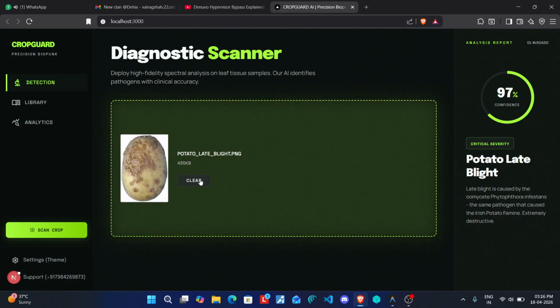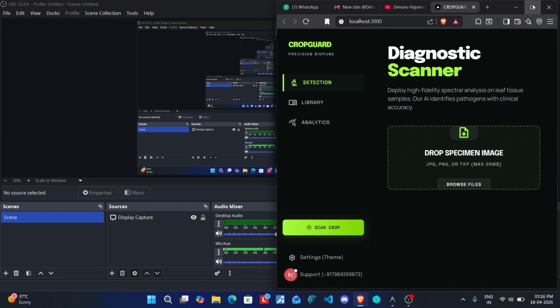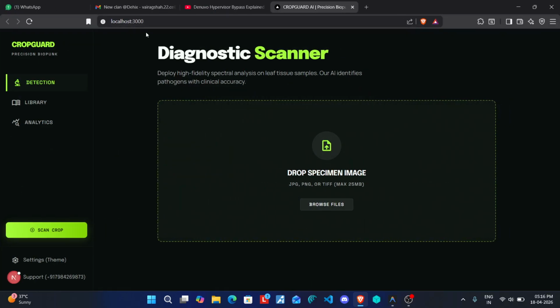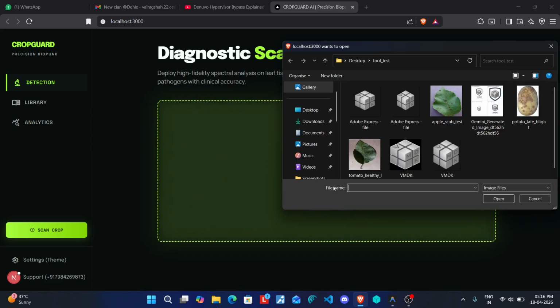This is my live project. Let's clear this data. This is the platform I am running on localhost 3000. You can see this is the diagnostic scanner. Let's put an image on that. Let's browse. This is the training data image.